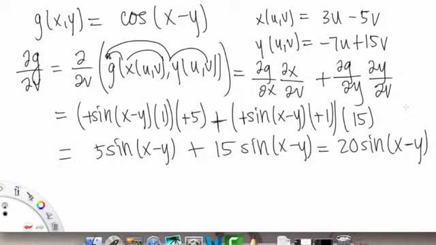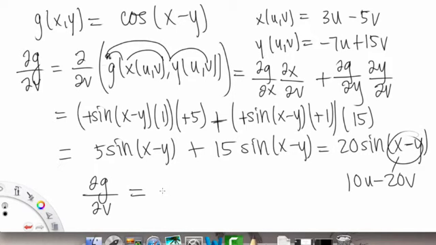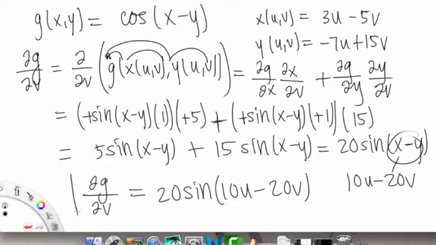And now again we have to get this in terms of u and v, and we found that x minus y in terms of u and v is a 10u and then minus 20v. We found that in the last portion of the problem, right? So we can just plug that in here. So our final answer for partial g, partial v is going to be a positive 20 sine of 10u minus a 20v. Okay? So that's the second part of our problem.